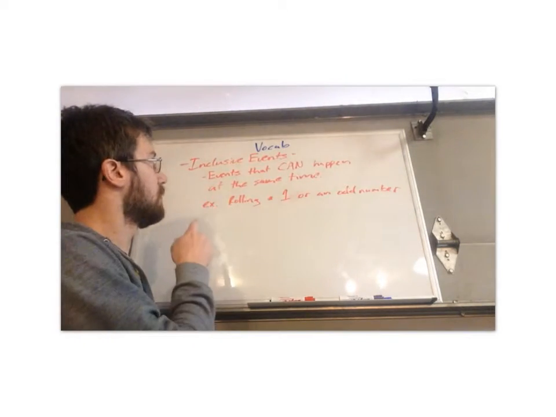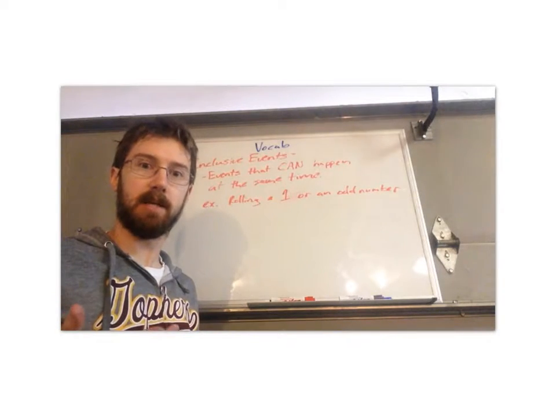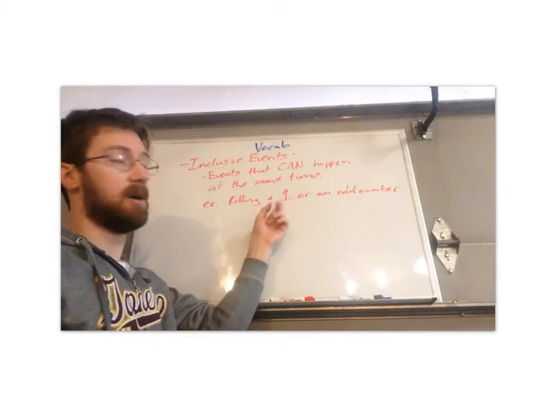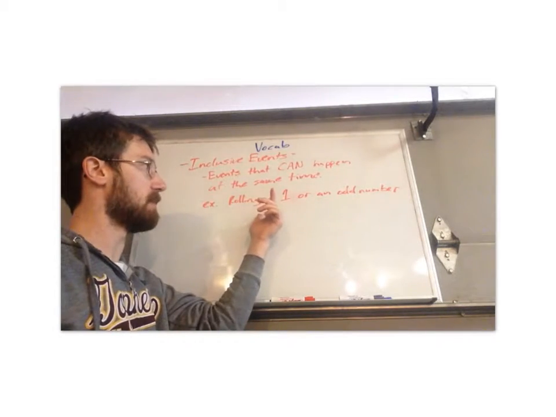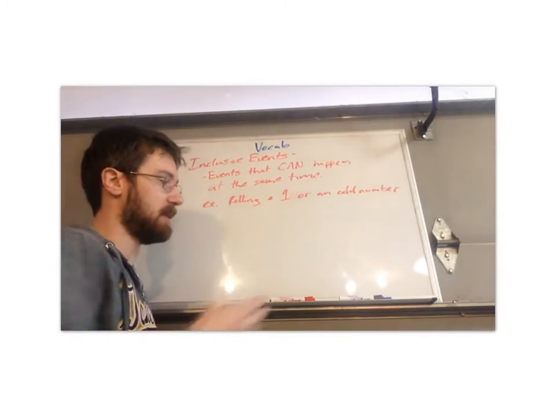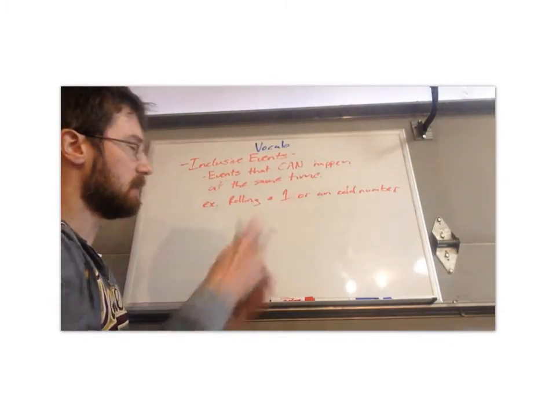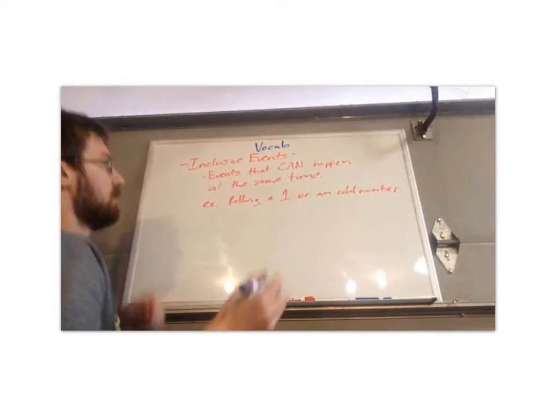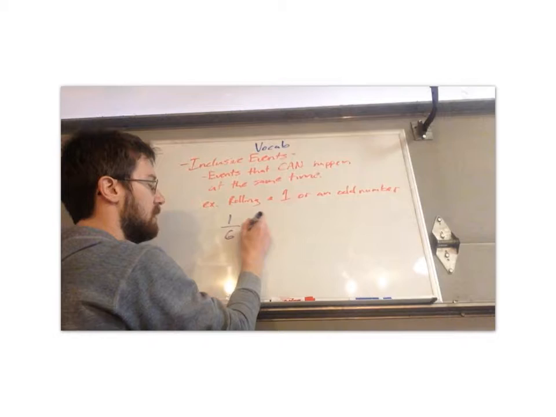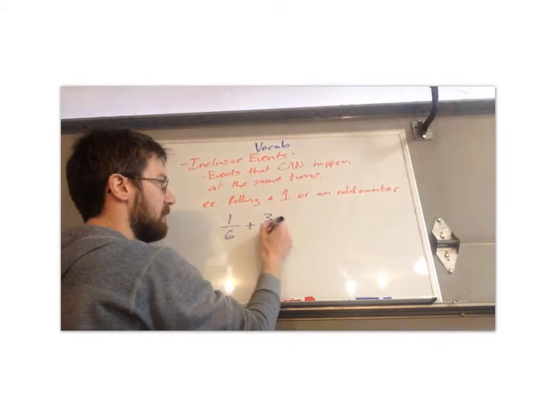All right, so an inclusive event then is an event that can happen at the same time. 2 things that could happen at the same time. So for example, rolling a 1 or an odd number. 1 is an odd number, so these could both happen at the same time. Now this one's a little bit easier to do mentally, but I'm going to do the mathematical way to show you how this works. So our probability of rolling a 1 is 1 out of 6, plus our probability of rolling an odd number is 3 out of 6.